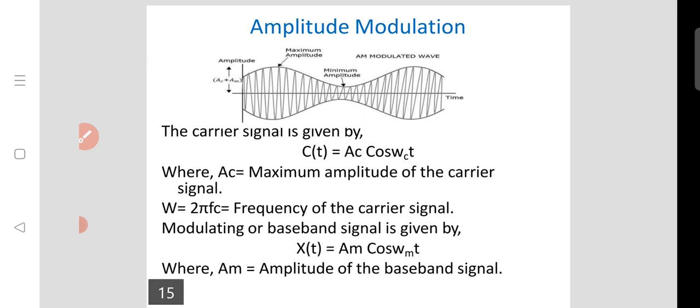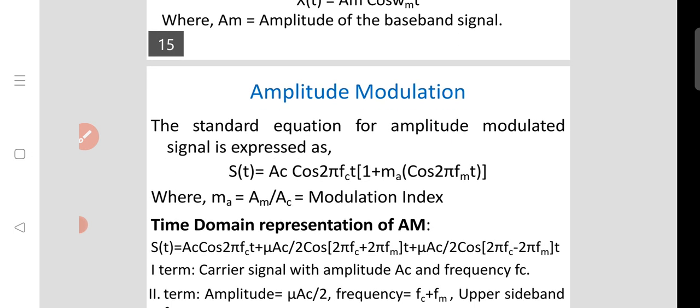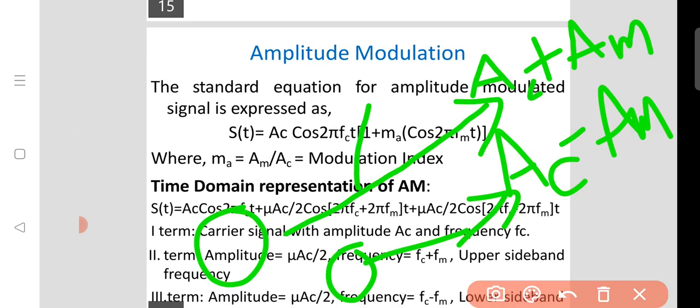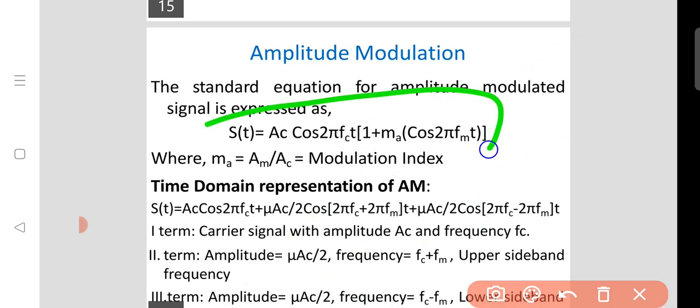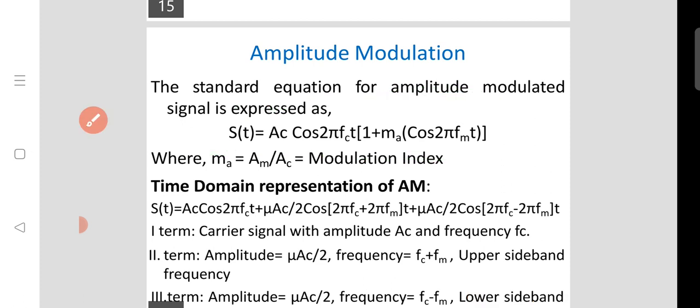Now we need to derive an expression for amplitude modulation. This is the standard expression for amplitude modulation. I have shown in a separate sheet how to get this derivation for amplitude modulation.